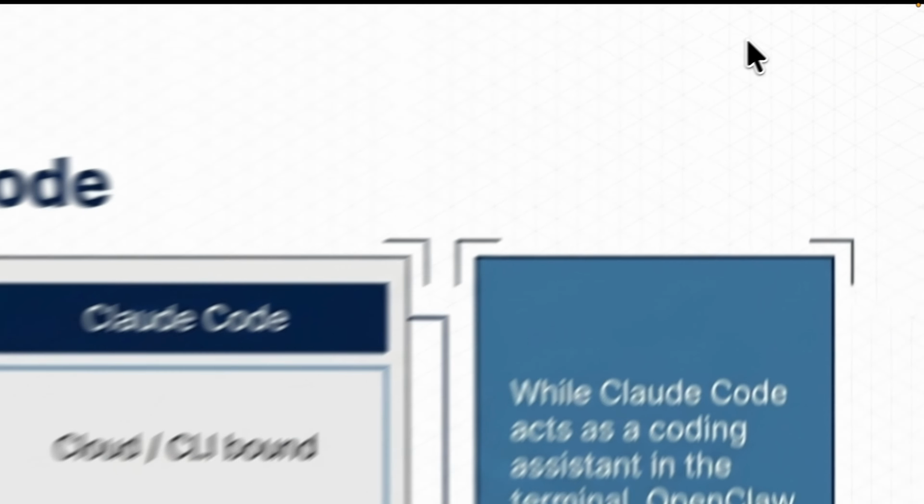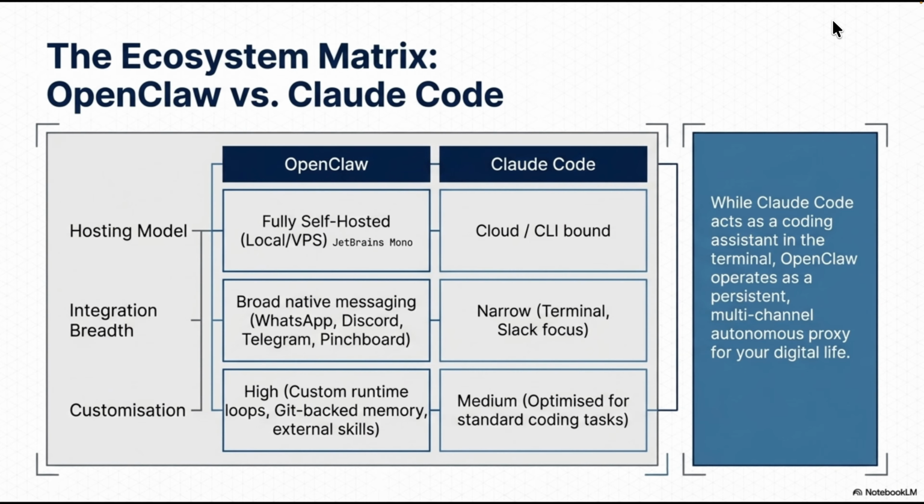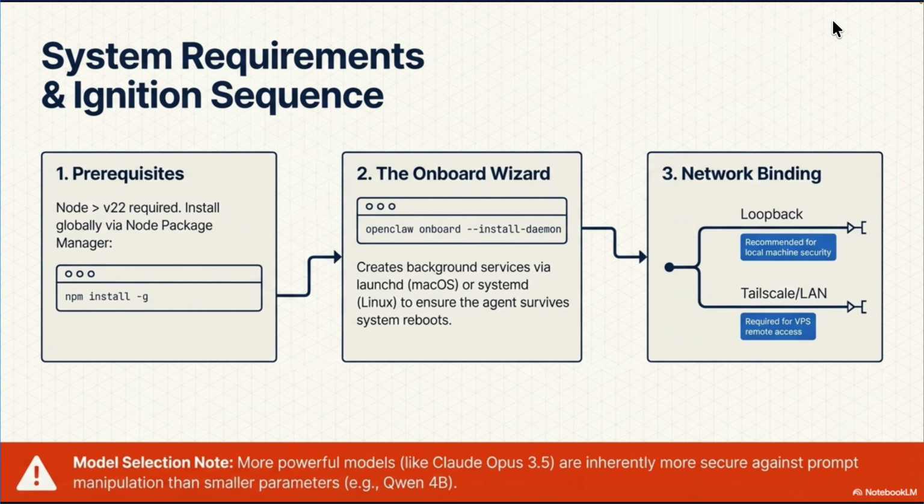The ecosystem matrix, OpenClaw versus Claude Code. OpenClaw is fully self-hosted on a local VPS, whereas Claude Code is cloud and CLI bound. Integration bandwidth: you have broad native messaging, WhatsApp, Discord, Telegram, Pinchboard, then you have a narrow terminal stack focus. Customization: high, with custom runtime loops, Git-backed memory, external skills, versus medium, optimized for standard coding tasks. While Claude Code acts as a coding assistant in the terminal, OpenClaw operates as a persistent multi-channel autonomous proxy for your digital life.